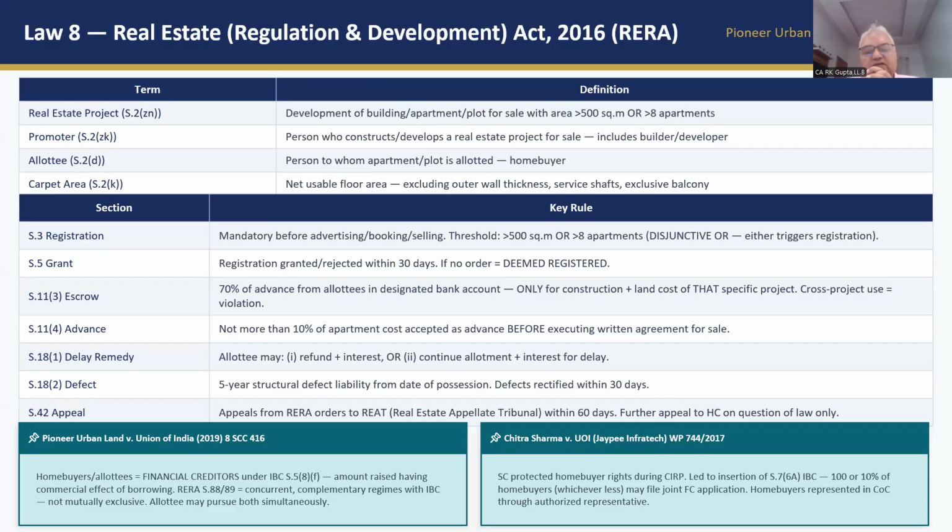Promoter here is a person who constructs or develops a real estate project for sale and includes a builder or developer. Allottee here means the person to whom an apartment or plot is allotted, and he is considered to be a home buyer. And carpet area here means net usable floor area excluding outer wall thickness, service shafts and exclusive balcony, but internal walls are covered. And this allottee could be in a commercial project also. It need not be a residential project only. So allottee here means anybody who is allotted an apartment or plot in a building under a RERA approved project.